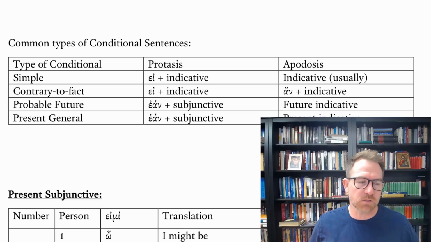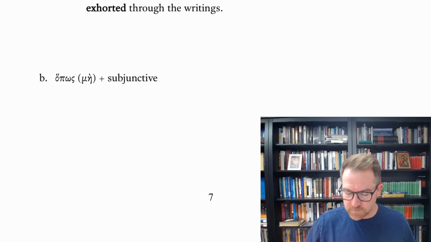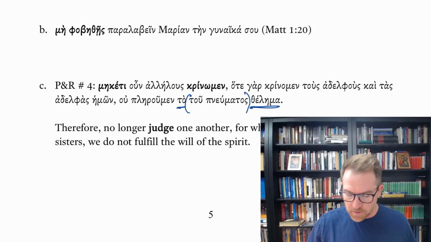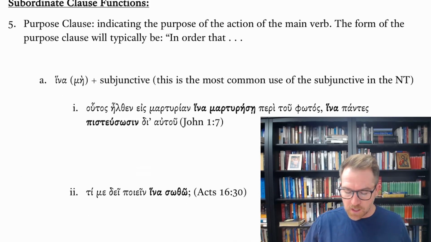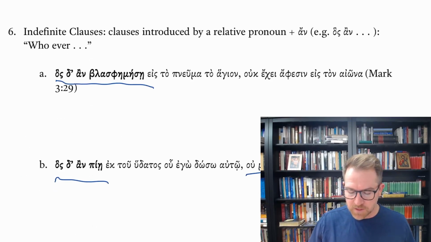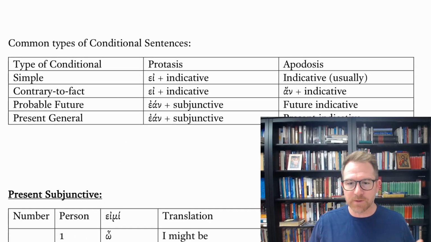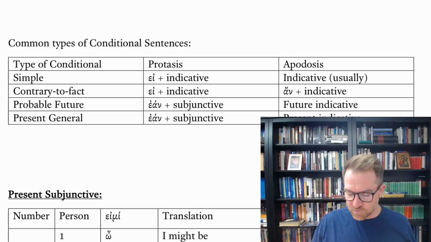those functions of the subjunctive: the independent, the hortatory subjunctive, the "let us," the deliberative subjunctive, "shall we." What are our other forms of the subjunctive? Deliberative, hortatory, prohibitive, emphatic negation, and then the subordinate clauses: the purpose clause, which is very common, the indefinite clauses, the conditional clauses here. Don't get too worried about the grammar. This will be helpful exegetically, but for now, just know that that's the mood of possibility.